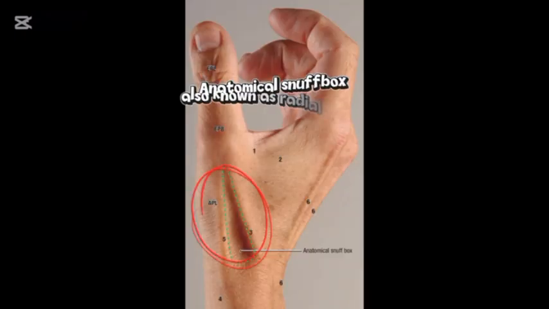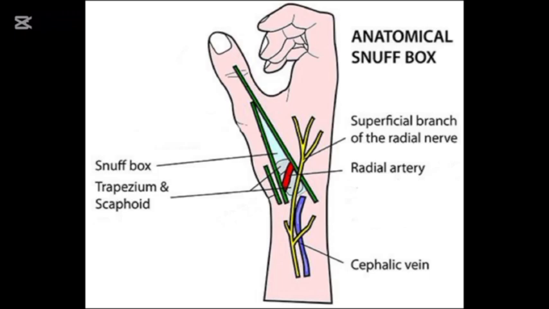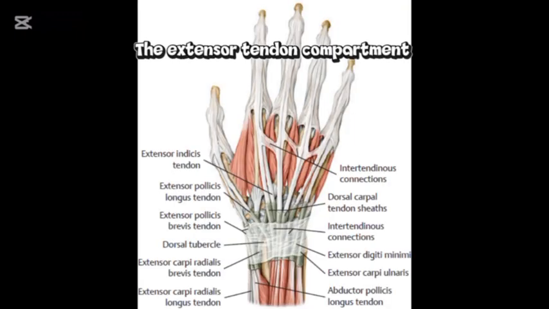Moving on to the anatomical snuffbox. It is also known as the radial fossa. It is another area that can be described as a triangular depression located on the lateral aspect on the back of the hand. It is located at the level of the carpal bones and best seen when the thumb is extended. The main contents of the anatomical snuffbox are the radial artery, the cephalic vein, and a branch of the radial nerve. Moving on to the extensor tendon compartment of the wrist.